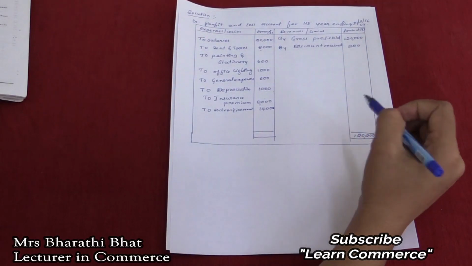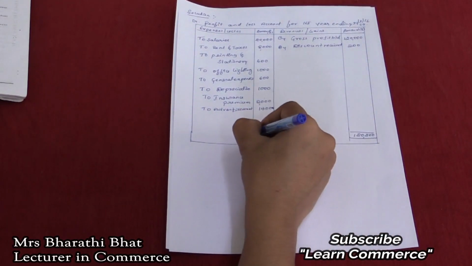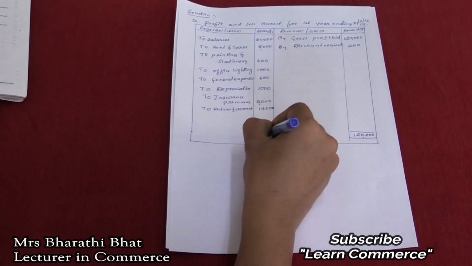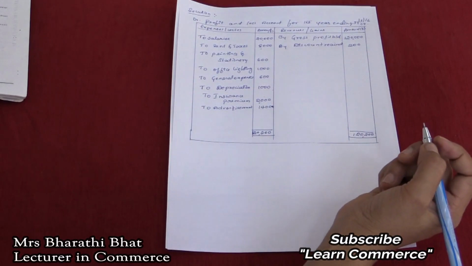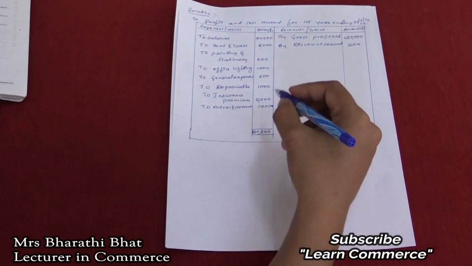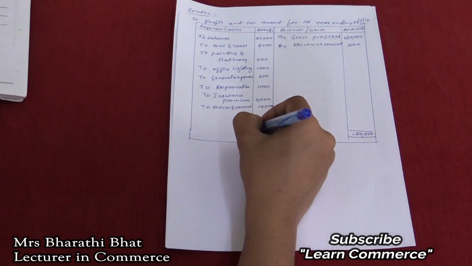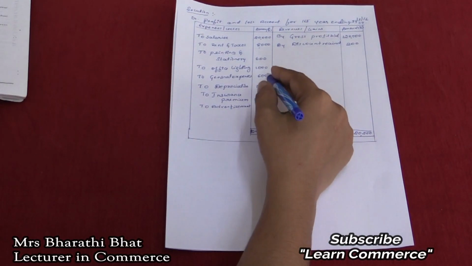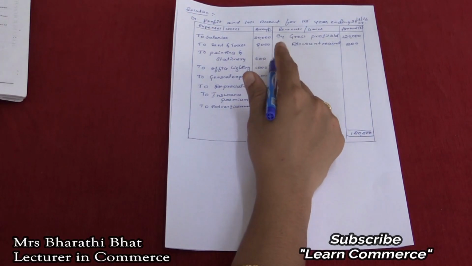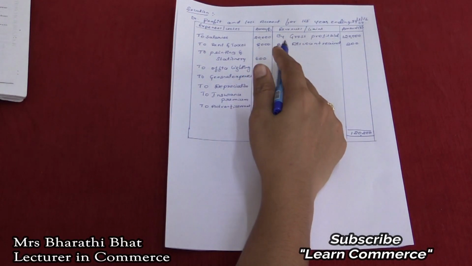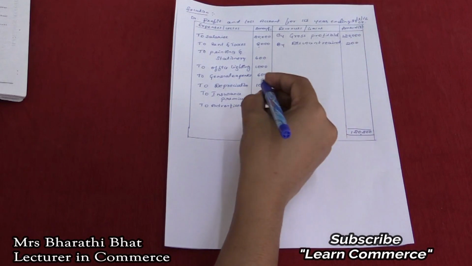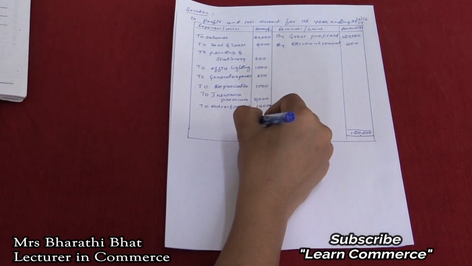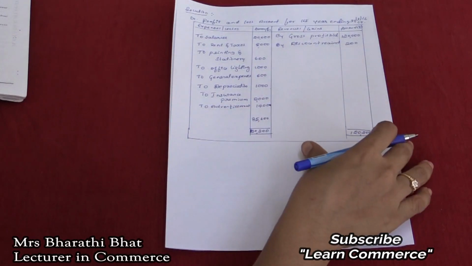1,20,200 plus, meaning the greater amount under both sides. You have to write the greater amount, 1,20,200. Then you have to deduct all these amounts: 1,20,200 minus 1,400, 2,000, 1,600, 1,600 again, then 8,000, 20,000. So what is the amount? You will get 85,600.